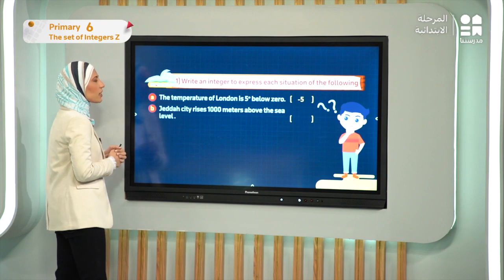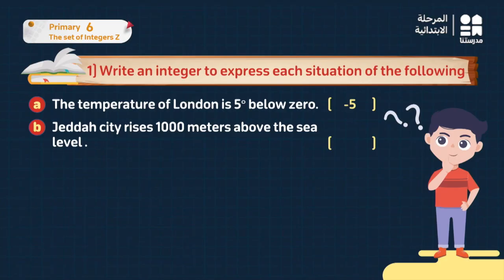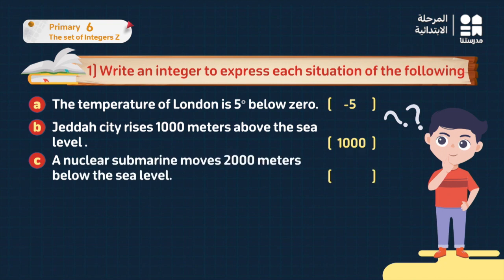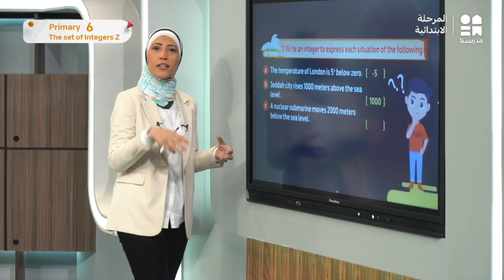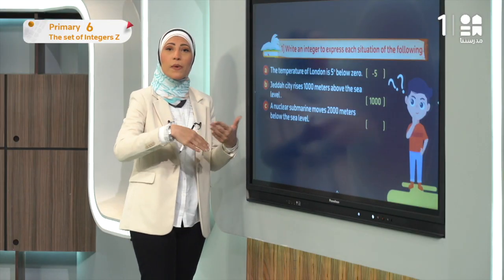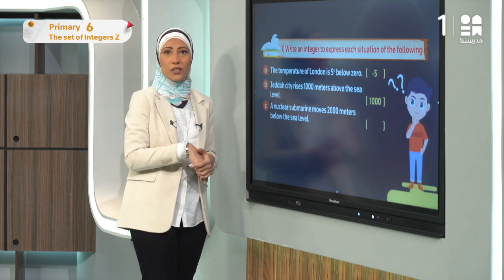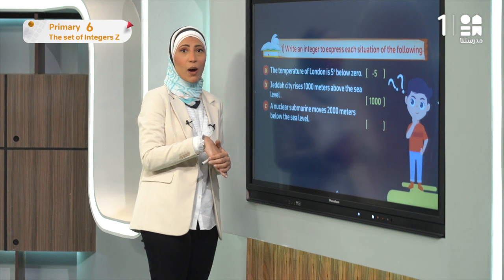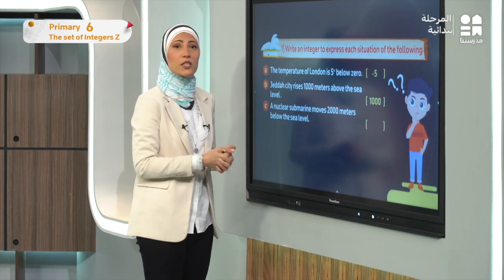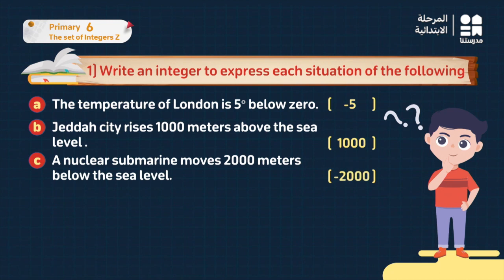I have Jeddah city rises 1,000 meters above the sea level. So the location of Jeddah is above the sea level by 1,000 meters. So I will express this by a positive number or by a negative number. Of course, I will express it by a positive number. Number C, I have a nuclear submarine moves 2,000 meters below the sea level. A submarine is 2,000 meters under the sea level, below the surface of the sea. So will I use a negative or a positive integer? Of course, a negative. So it will be negative 2,000.